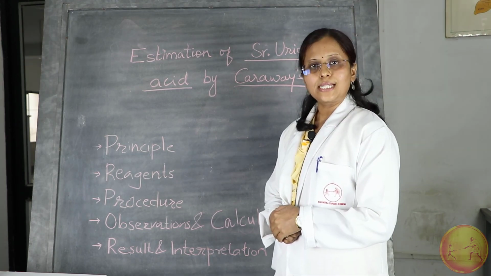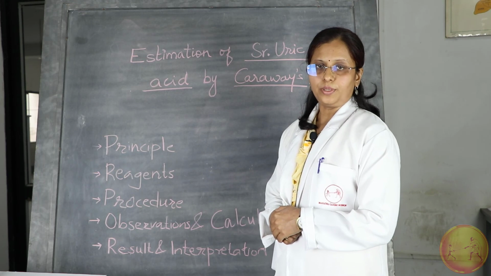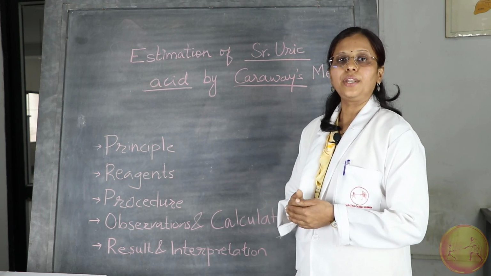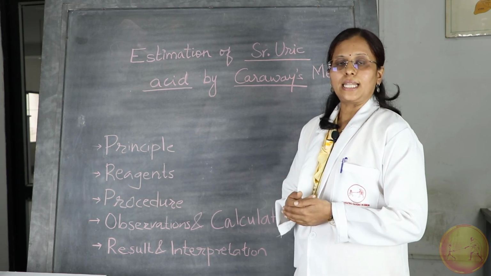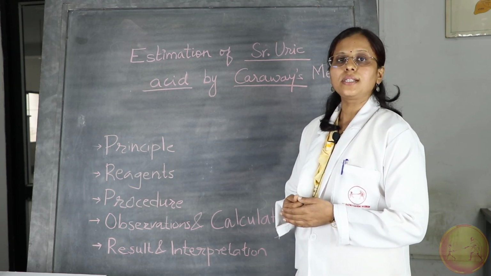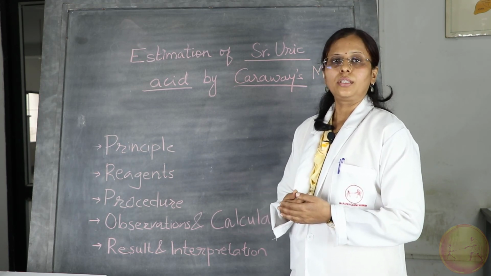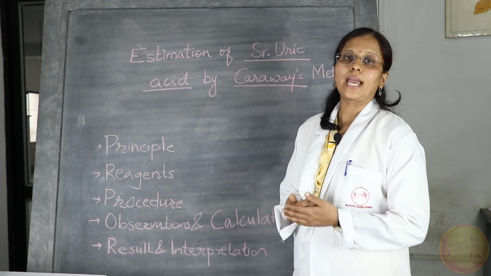If the uric acid levels are less than normal, then it is called hypouricemia, and it is seen in Wilson's disease, xanthinuria and various severe liver disorders. So that is all about the estimation of uric acid by Caraway's method.